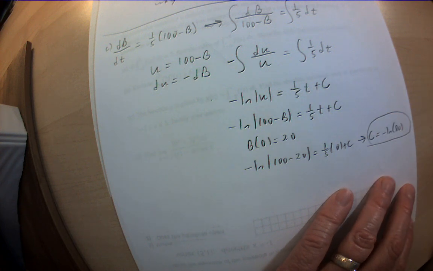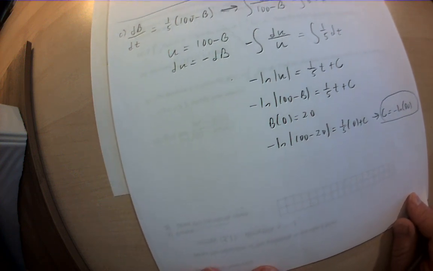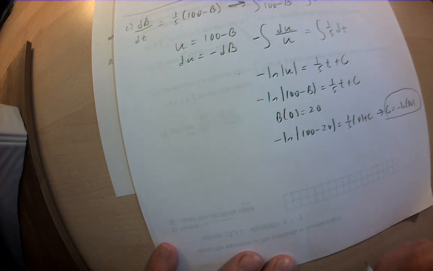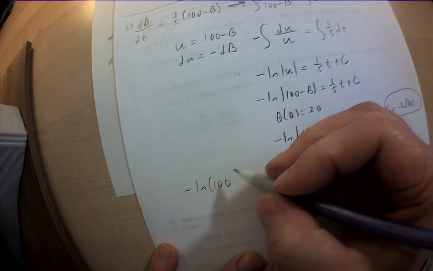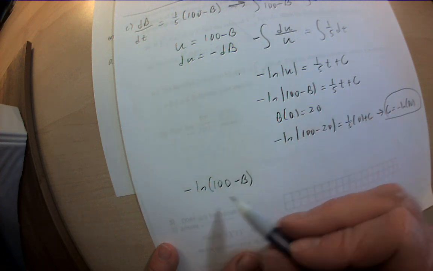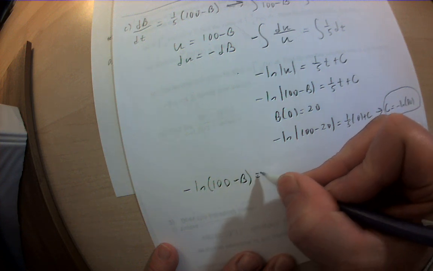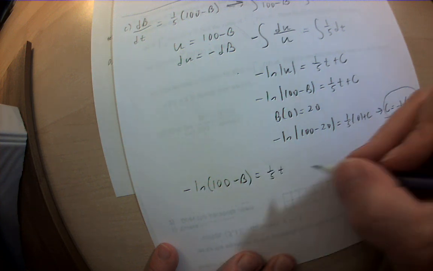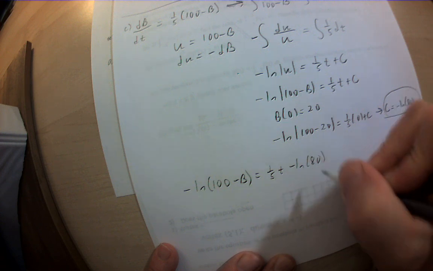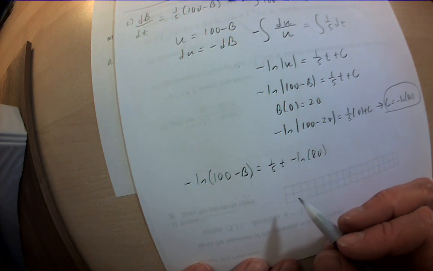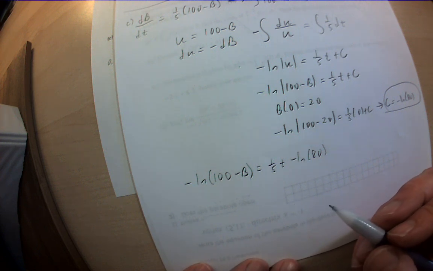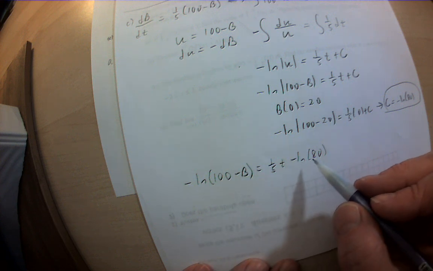Guys, I'm looking over the solution. I am up to 3 out of 5 points. So right now I've got negative natural log of 100 minus b, and I got rid of the absolute value because I told you this is always positive, equals 1/5 t minus the natural log of 80. Now I want to get b all by itself, and this is going to be the last point. I'm up to 4 points right now, 4 and 5.